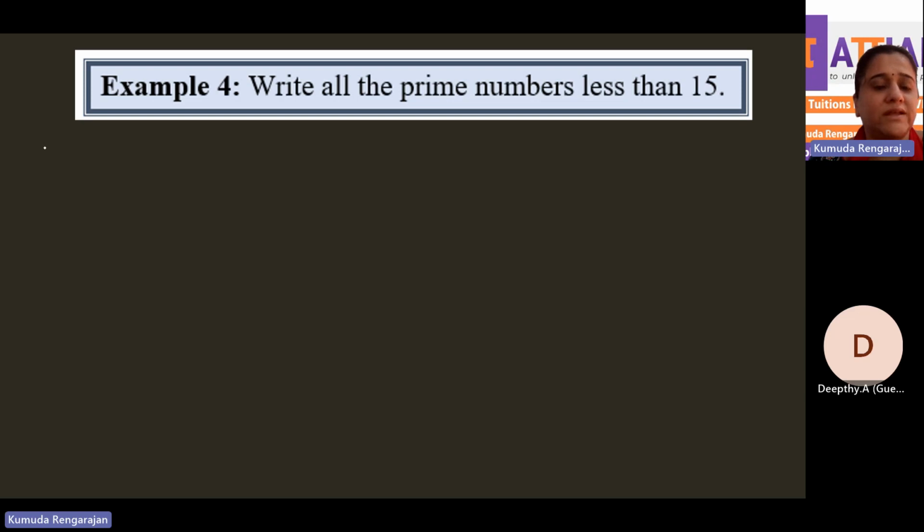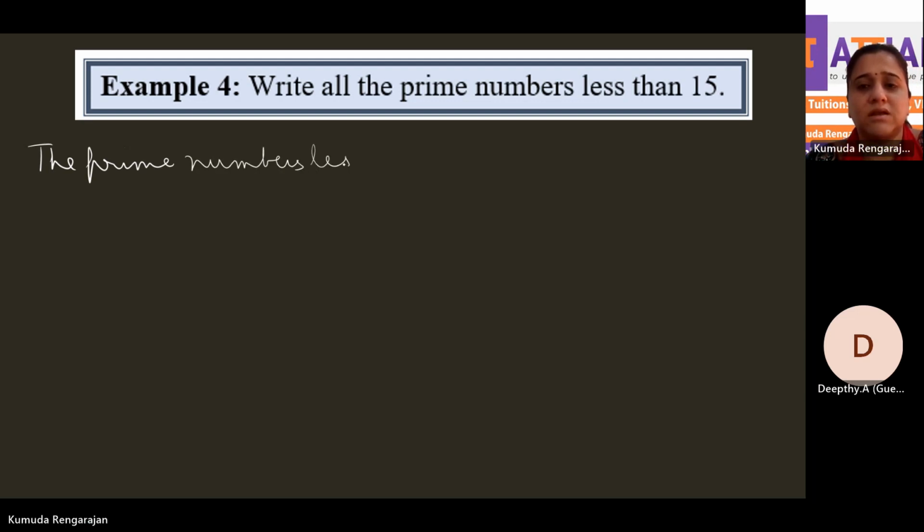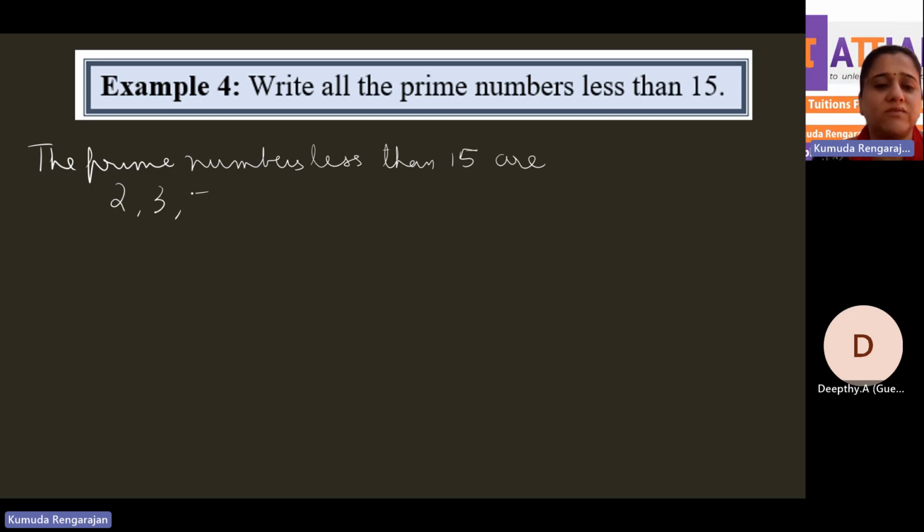Two. So we write like this, right? The prime numbers less than 15 are 2, 3, 5, 7, 11, and 13. Correct? 2, 3, 5, 7, 11, and 13 are the prime numbers less than 15.